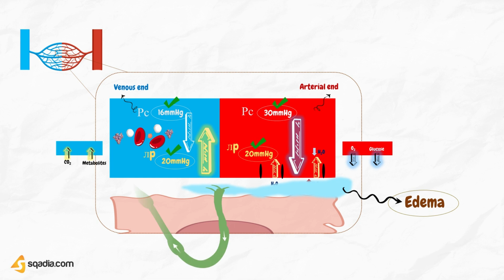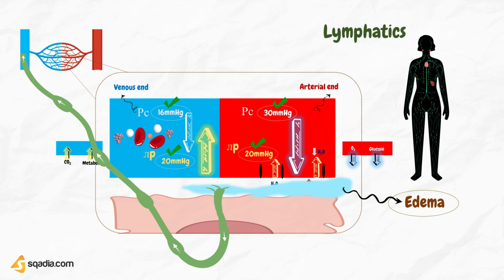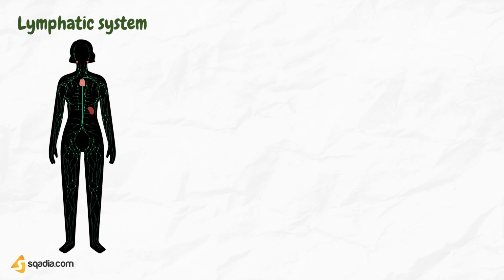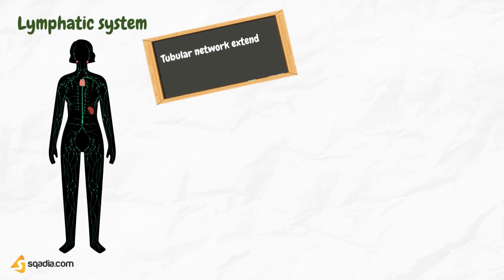So, to prevent this edema, and to keep the balance between the filtration and reabsorption of the fluid, the lymphatic system plays its role, as lymphatics return excess interstitial fluid to the blood. To understand it better, let's learn a basic introduction to the lymphatic system. Like the vascular system, the lymphatic system is also a network of tubes extended throughout the body. But these tubes are comparatively more delicate than the blood vessels.